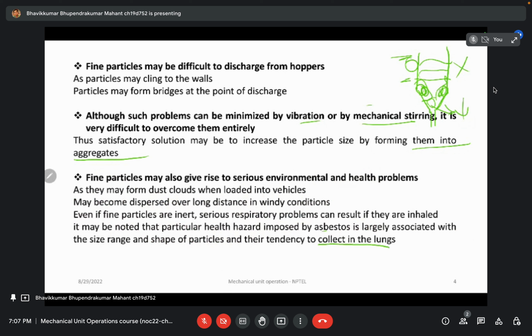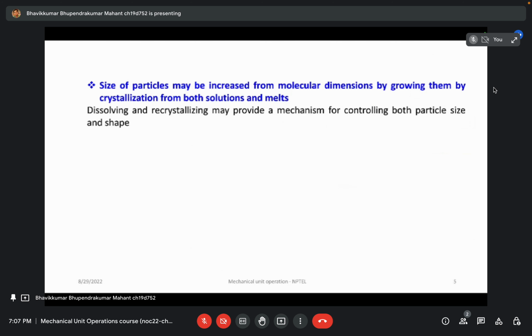So we already discussed the asbestos health issues. So these are also reasons why we go for the size enlargement. Now, size of particles may be increased. How can we increase the size of particles?